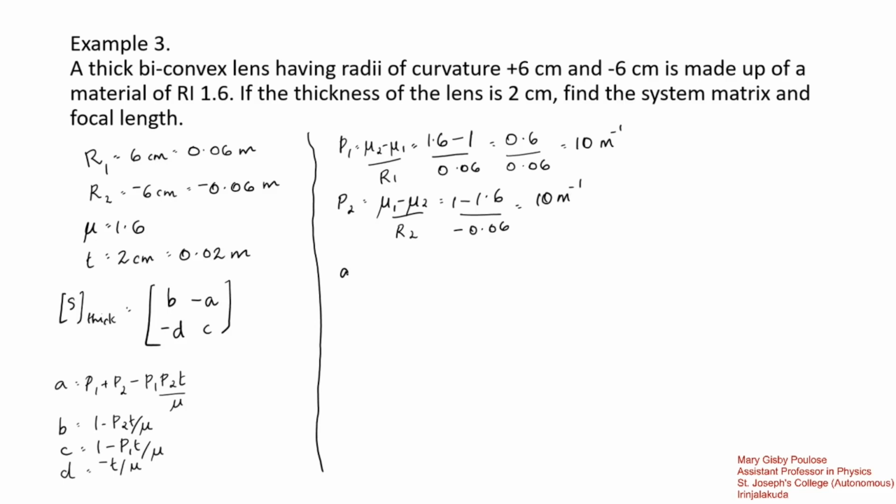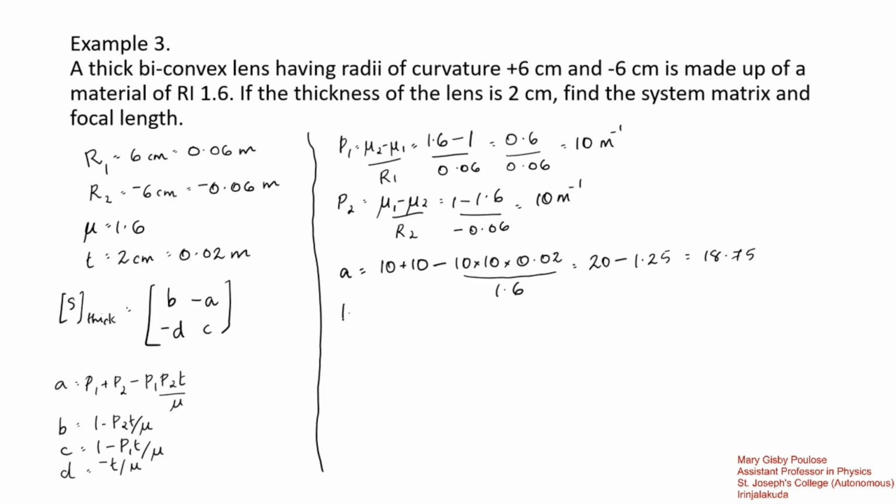Thus, Gauss constants can be obtained as A is equal to P1 plus P2, 10 plus 10 minus P1 P2 into T divided by mu. You can do the math. 20 minus 1.25, that will be equal to 18.75. You can pause the video and do the calculations.